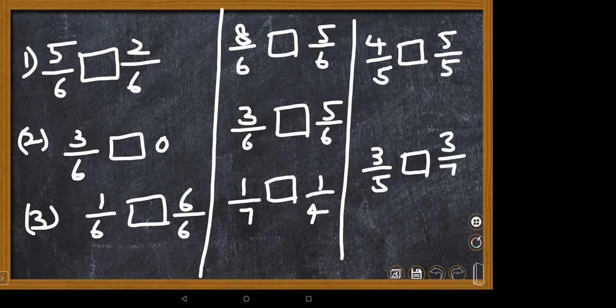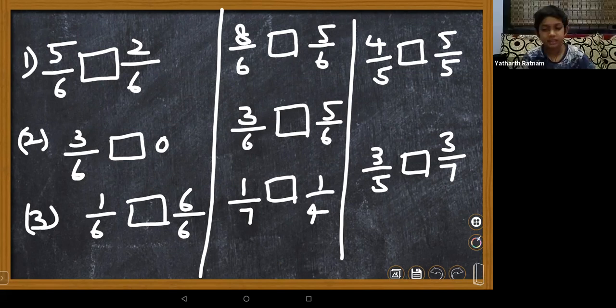Now I will call one student. First question, based on which rule can we directly put a comparison? What type of fractions? Like fractions. Very good. Both are like fractions. Siddharth, please give the answer for the first bit. Ma'am, 5 by 6.